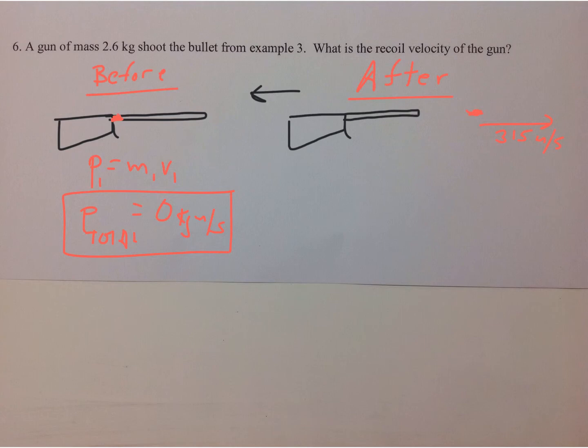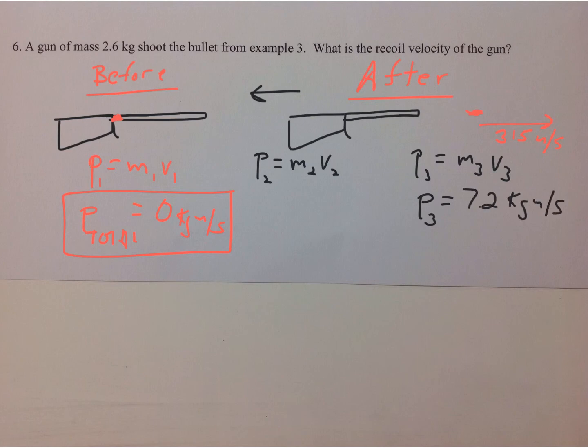Now in this case, let me switch to black. I'm going to call this P2 for the gun equals M2V2. That's gun. And for the bullet, P3 equals M3V3. But we've already figured out the bullet from problem number 3 on the first page. The bullet had the mass of 23 grams, 0.023 kilograms, times its velocity of 315. That came out to be 7.2 kilogram meters per second of momentum. If you needed to do that over again, you could show the work for that, but that's what the momentum of the bullet is.